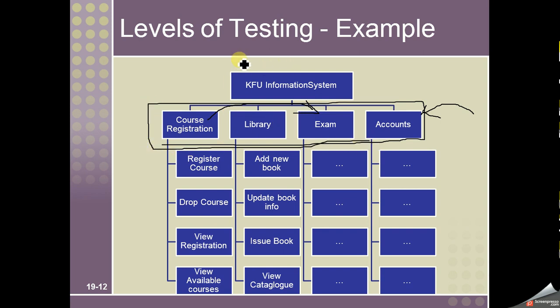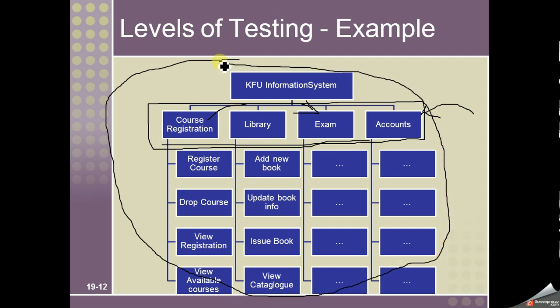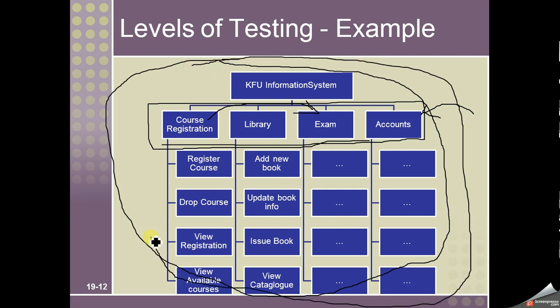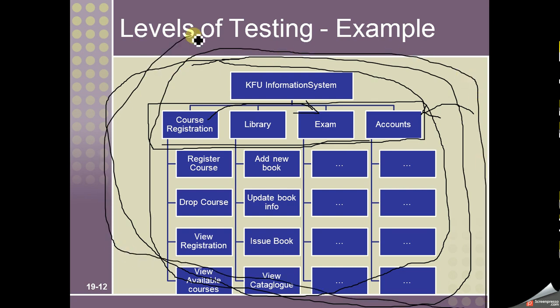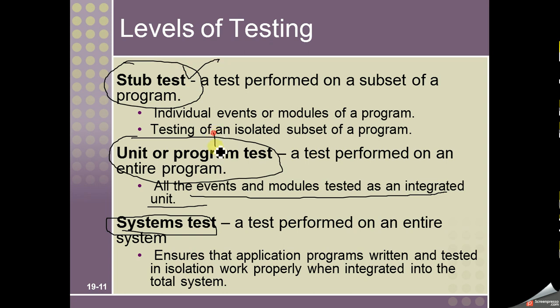So now at this level, all the subsystems are tested together to consider all dependencies of the subsystems among each other. So the entire system is tested as a single unit. The entire system is tested in which all the dependencies of subsystems will also be considered, right? So these are three levels of testing: stub test, the unit test, and the system test. Okay, let's move forward.